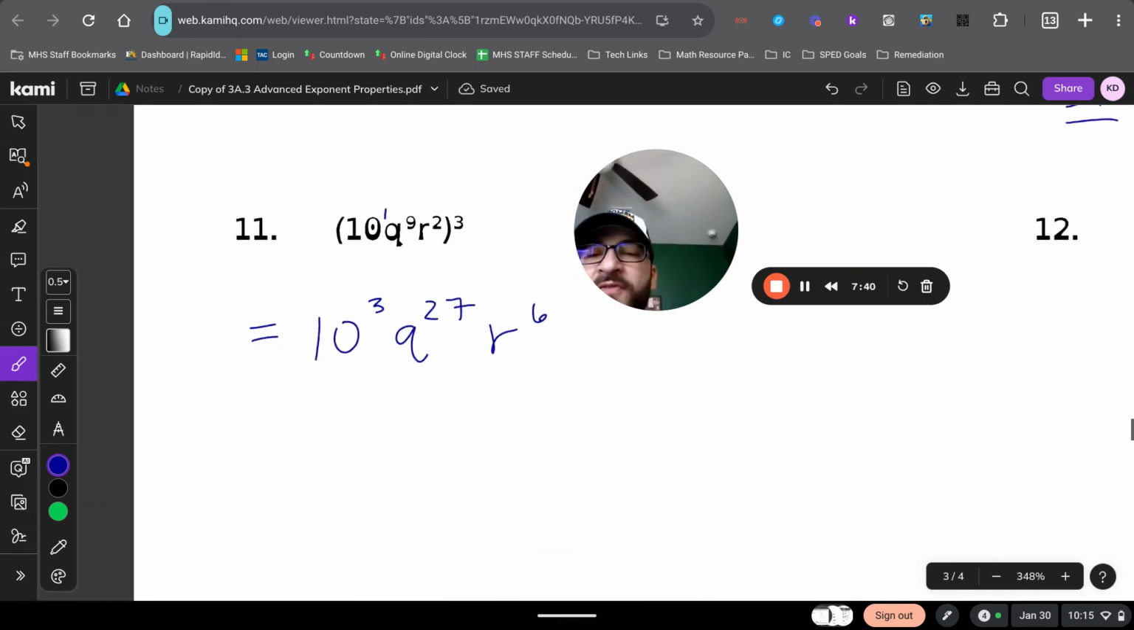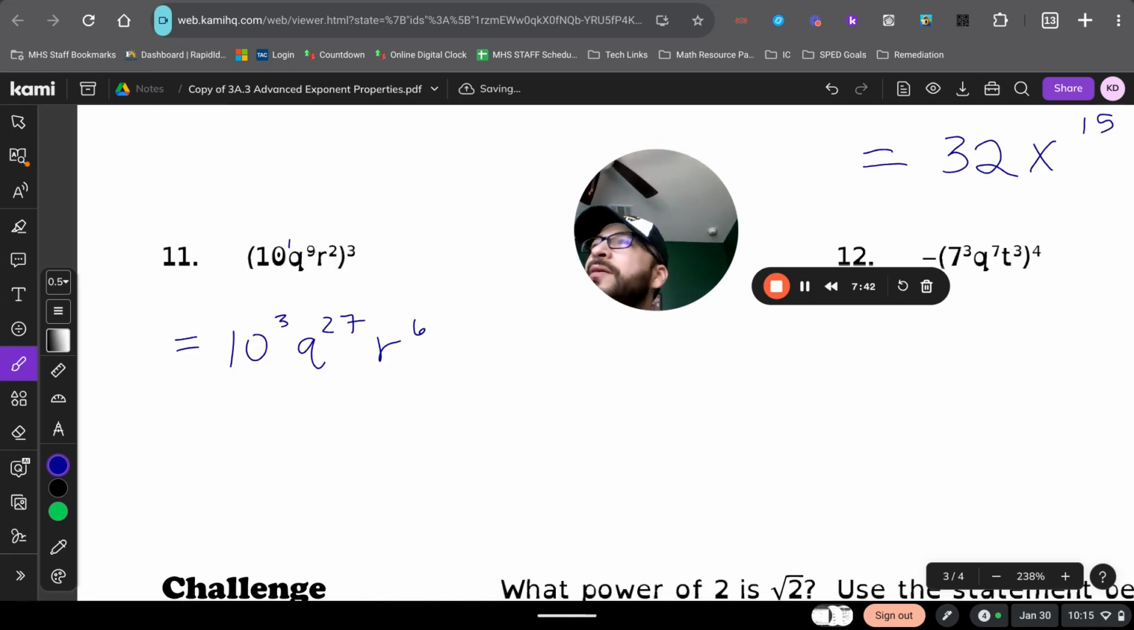And of course, if you're ever not comfortable doing some of this multiplication, y'all feel free to use your calculator. You would be able to use it when simplifying any of these. And that 10 to the 3rd, 10 times 10 is 100, times another 10 would be 1,000. And then, of course, we'd still have our q to the 27 and r to the 6th.